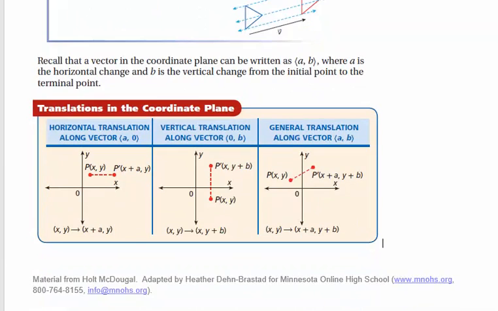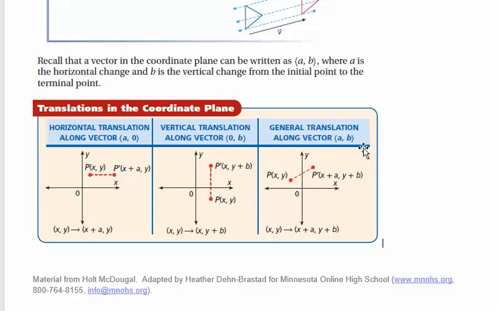Here's how it works. If you are going to do a horizontal translation, along the vector A, 0, so just straight right or straight left, then you will add the horizontal component to your x-coordinate. The y-coordinate will stay the same as it was in the pre-image. If you do a vertical translation along the vector 0, B, then you would add the vertical component of the vector to the y-coordinate, and the x-coordinate would stay the same.